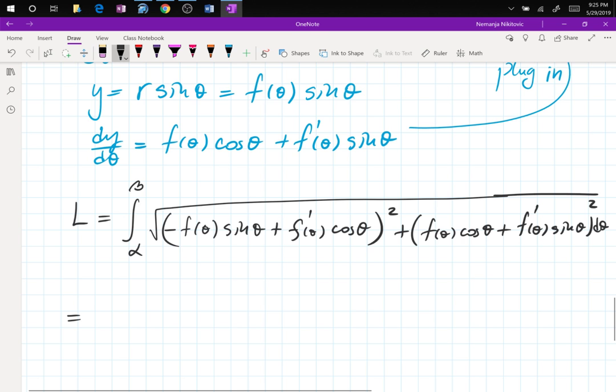Now we have to square these. Square will kill a negative. The middle terms are going to cancel. I really don't want to write this. I can just write a lot of algebra and then skip to the next step and write the formula.